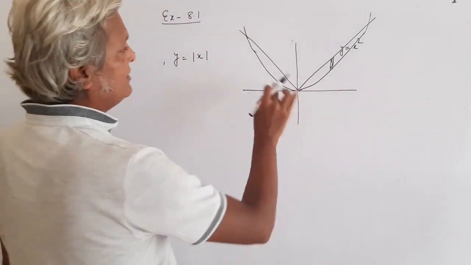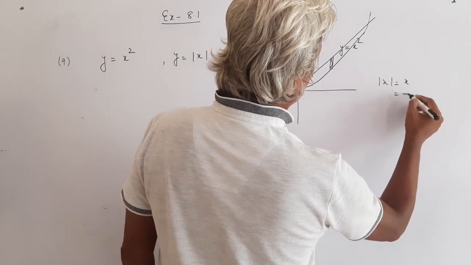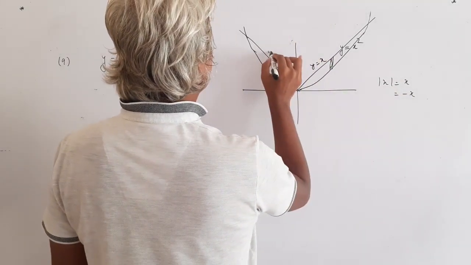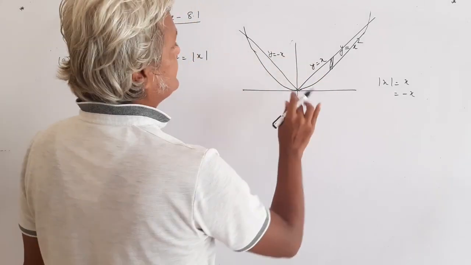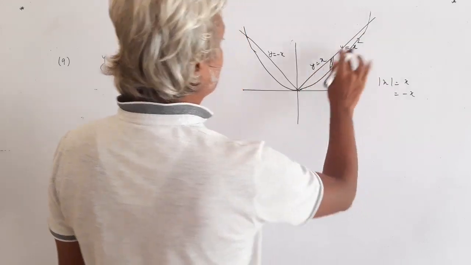And you know that the mod x gives you x and minus x. So this line is y equal to x. This is y equal to minus x. Since we are dealing in this quadrant, you can assume this straight line as y equal to x.